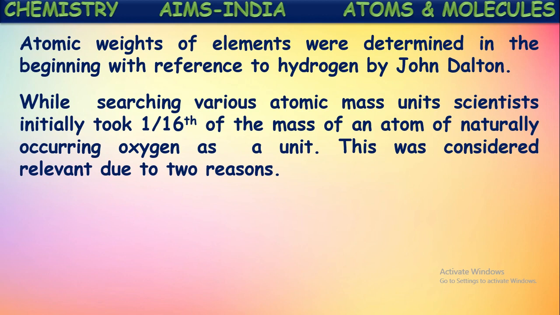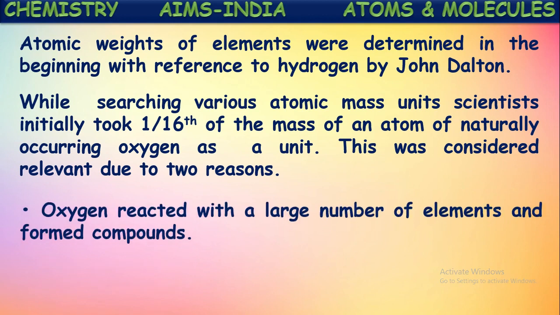Not only that, while searching for various atomic mass units, scientists initially took 1/16th mass of an atom of naturally occurring oxygen as the unit. Not only hydrogen, they even took oxygen's mass as a standard. 1/16th part of the mass of an oxygen atom was considered as a standard for the calculation of atomic mass of the remaining elements. This was considered relevant due to two reasons. Why did they consider this oxygen mass as standard? There are two reasons for that.